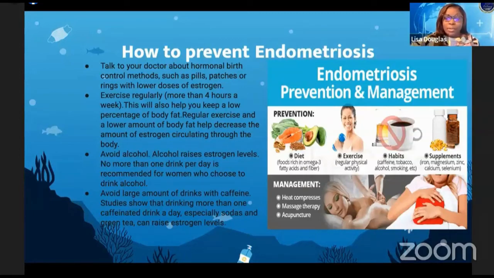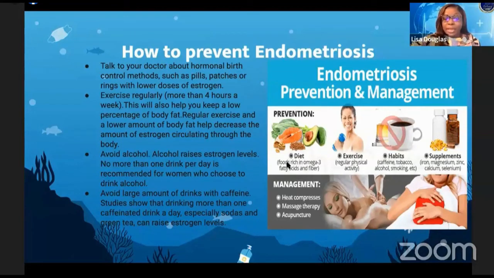Avoid alcohol. Alcohol raises estrogen levels. No more than 1 drink per week, which, praise the Lord, we don't drink, is recommended for women who choose to drink alcohol. Avoid large amounts of drinks with caffeine. Studies show that drinking more than 1 caffeinated drink per day, especially sodas and green tea, can raise your estrogen level. So here I have some endometriosis prevention and management.